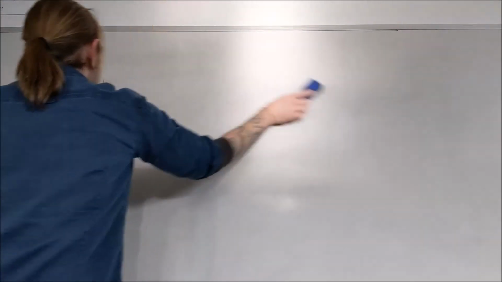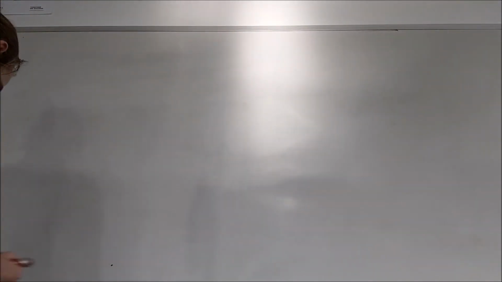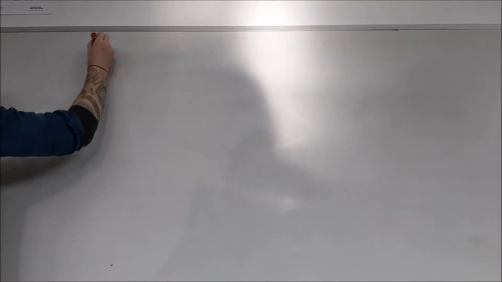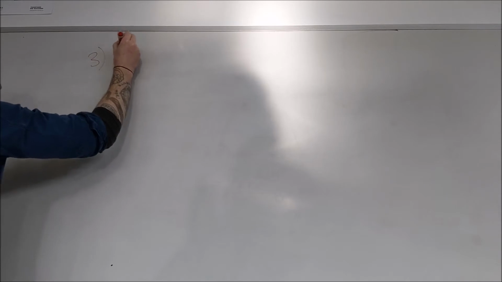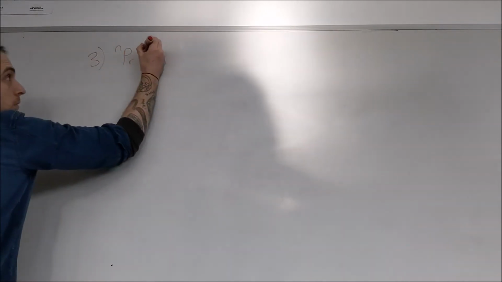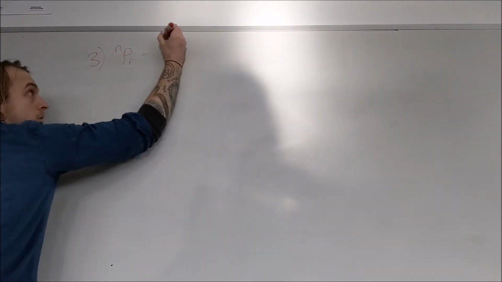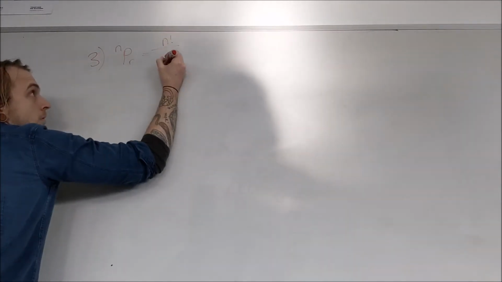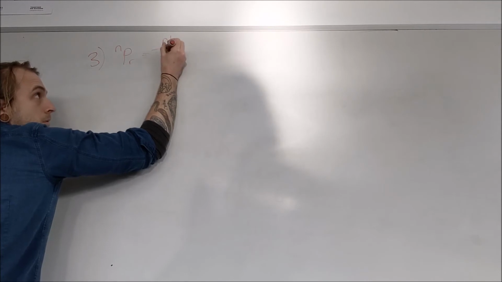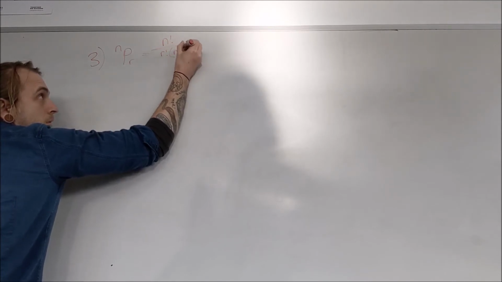Question 3. Finish the rule. nPr equals n factorial over r factorial, open bracket, n minus r, close bracket, factorial.